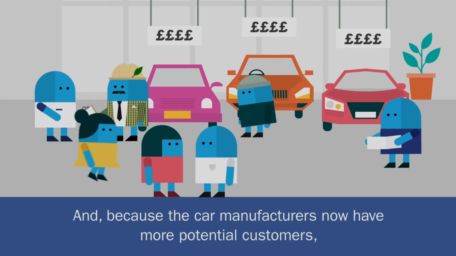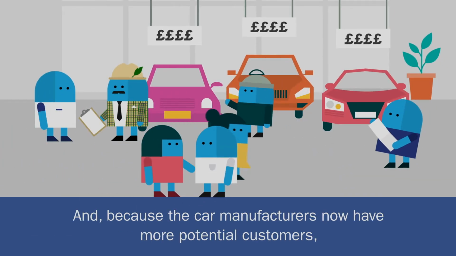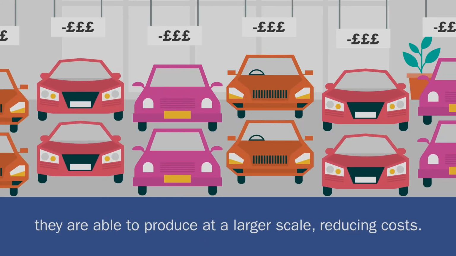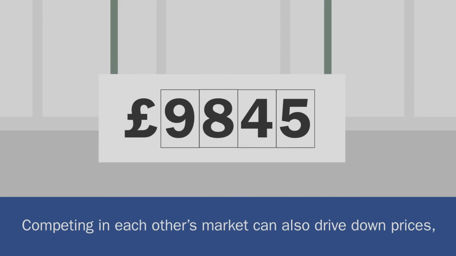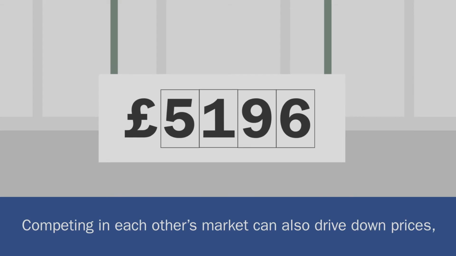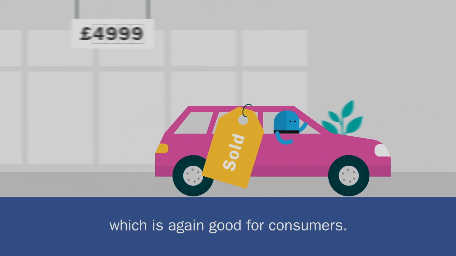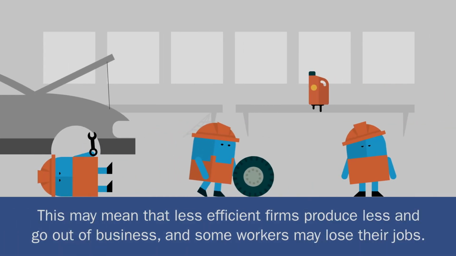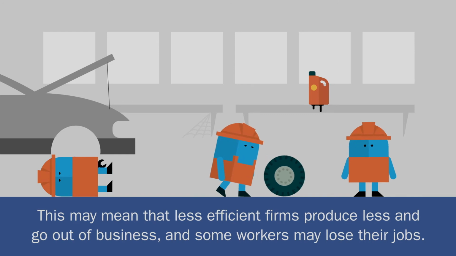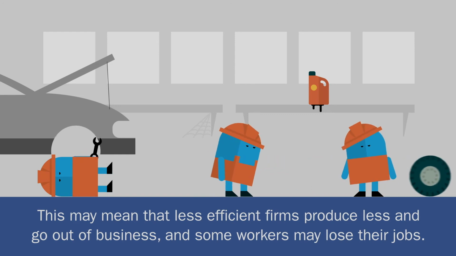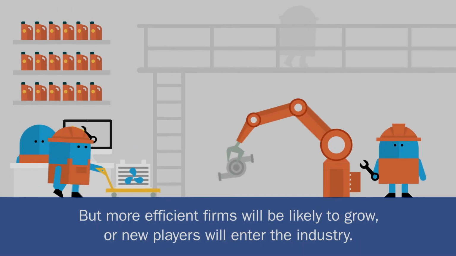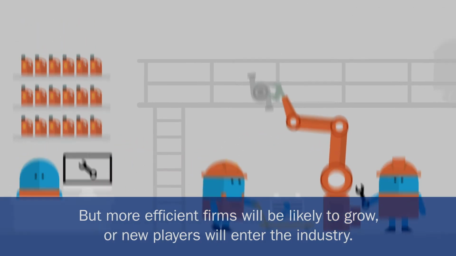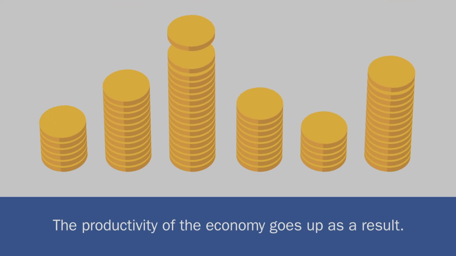And, because the car manufacturers now have more potential customers, they may be able to produce at a larger scale, reducing costs. Competing in each other's market can also drive down prices, which is again good for consumers. This may mean that less efficient firms produce less and go out of business, and some workers may lose their jobs. But more efficient firms will be likely to grow, or new players will enter the industry. The productivity of the economy goes up as a result.